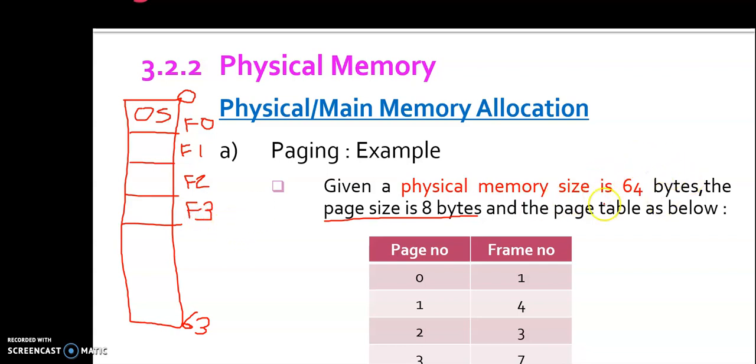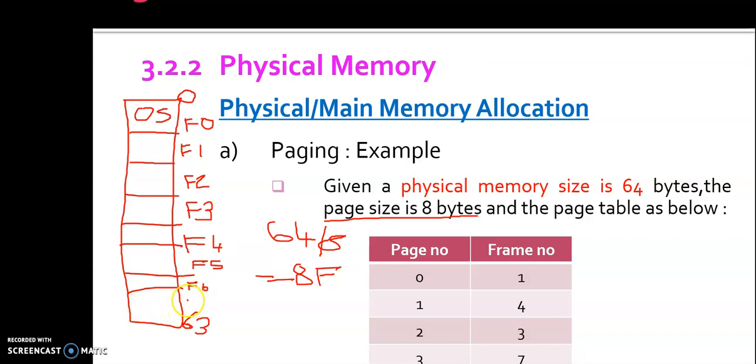So the trick is 64 divided by 8, because we said page size equals to frame size. So 64 divided by 8, we get 8. So 8 means 8 frames. So if we start with 0, the last frame will be frame number 7. Frame 5, frame 6, and the last one here is frame 7. Okay, but obviously the size is the same. Because of my drawing, it's all jumbled up.